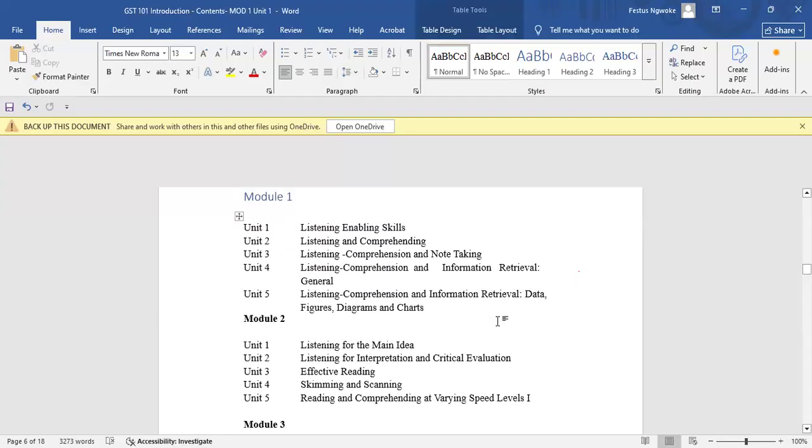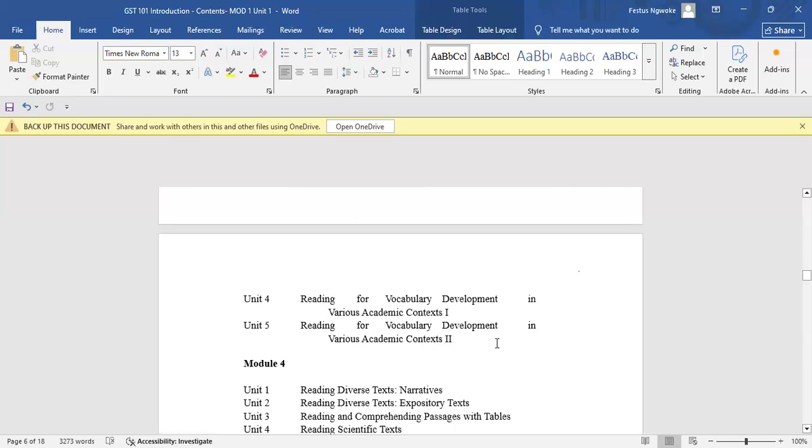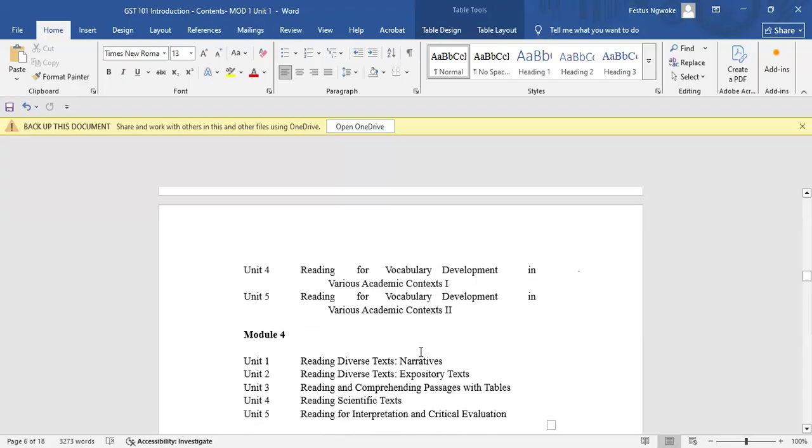So we're still at module 3, reading, and then unit 4 is reading for vocabulary development in various academic contexts, 1 and 2. Unit 5 is also the same way, but it incorporates other things. Then the final module, which is reading diverse texts.